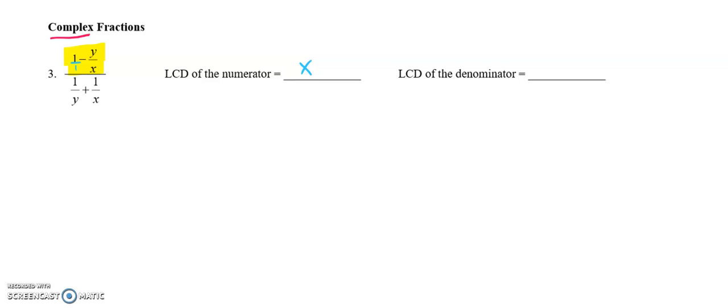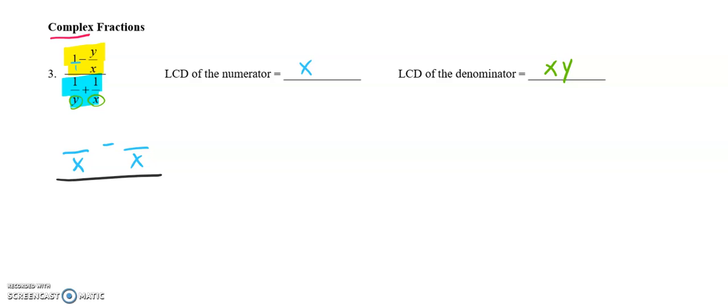Then how about of the denominator? So looking at the blue, what's my least common denominator there? Well, I need a y and I need an x, so my least common denominator is x times y. So we're going to focus on the numerator and then we'll focus on the denominator. So if I focus on the numerator, I said that my least common denominator was x. So it looks like this.